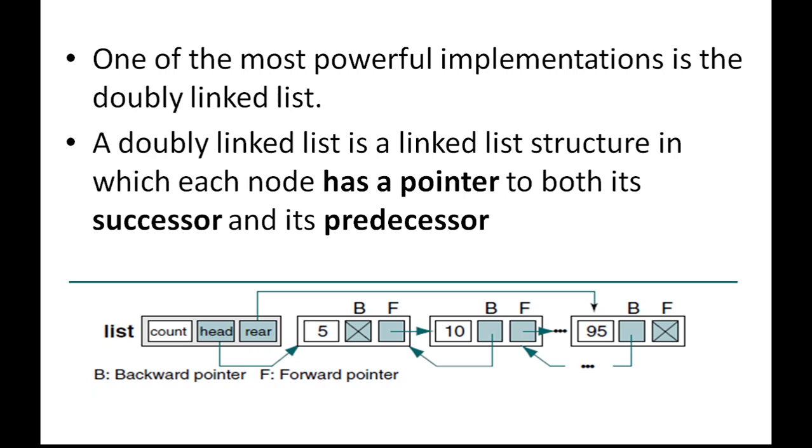So in the doubly linked list, every node contains two pointers, one pointing to the successor and another pointing to the predecessor, and as a result you can traverse from head to last and similarly from last to first. Both are possible, and because of the additional pointer and the ability to traverse in both directions, the doubly linked list is used in a lot of applications compared to the singly linked list.